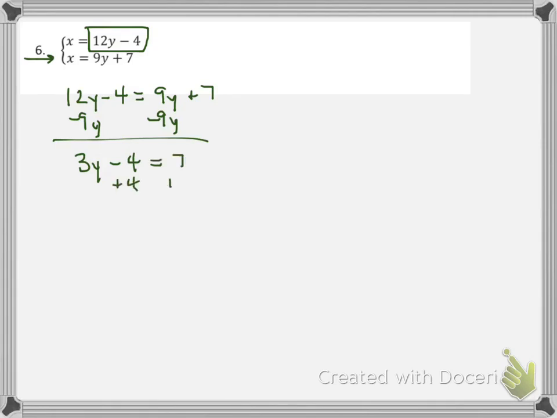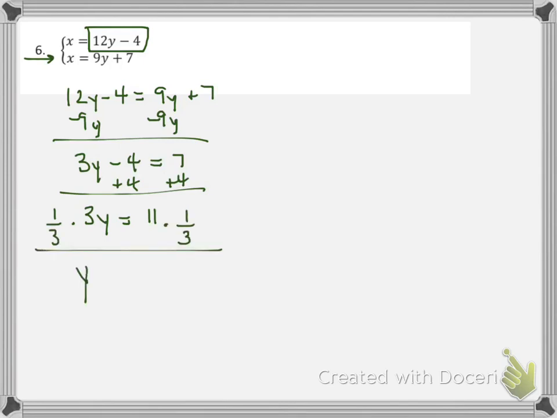Add 4 to both sides. I get 3y equals 11. And then multiply by the reciprocal. And when I do that, I get y equals 11 thirds. So I know my y value. This is going to be one unique solution.